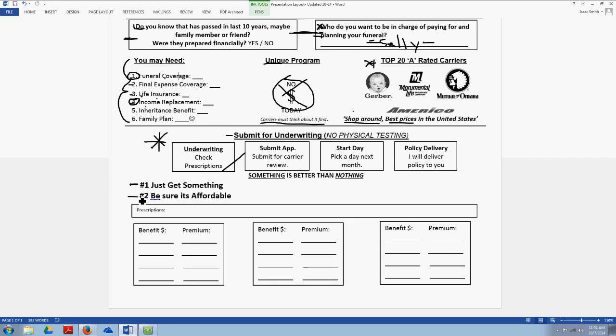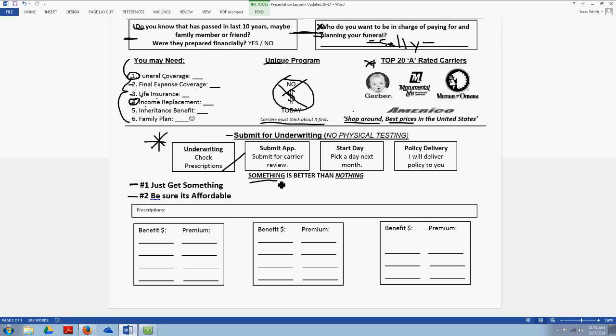Okay, so what we're going to do is I'm going to go ahead and run some prices. Keep in mind that something is better than nothing. I know you want $1 million of insurance, but if you can't afford it, don't do it. If you can only do $2,000, do $2,000. Trust me. If you pass away and I bring Sally $2,000, she's not going to say no. If I bring her $15,000, she's not going to say no. Just get something, but make sure it's affordable. Does that make sense? Okay, great.